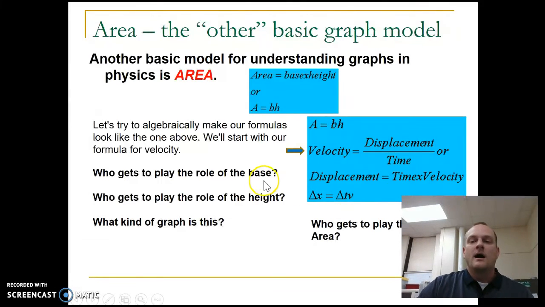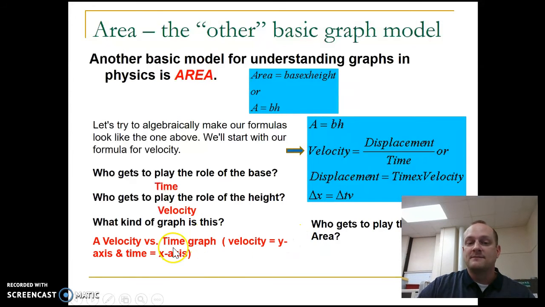So who gets to play the role of the base in this case? Well, the base is going to be time. Area equals base times height. So who gets to play the role of the height? Well, it's going to be the velocity. What kind of graph is this? This is a velocity versus time graph. So if I have velocity on the y-axis and time on the x-axis, then the area under that graph is going to wind up being the displacement.